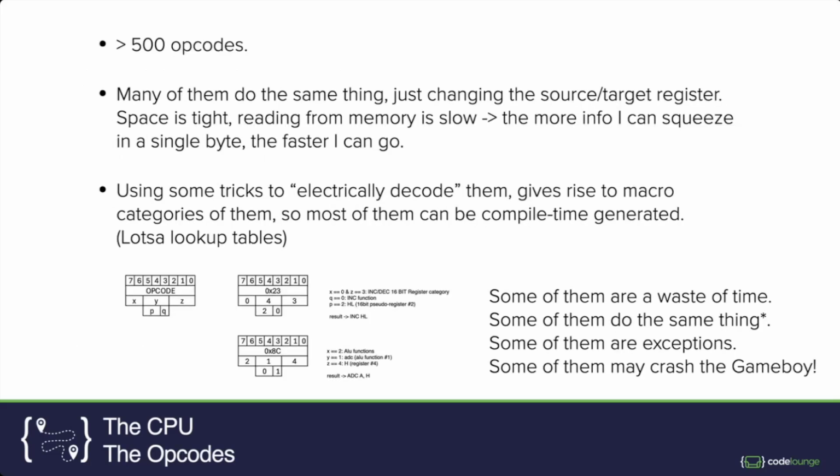Now, the opcodes, well, they were not difficult, they were tedious, meaning many of them are just slight variations of each other. Why this? Because we are on a slow system with little space. So the more information I can cram into a single byte, the more I can save, and the more time I will have to do something else. Now, there was no way I was going to implement them by hand one by one.